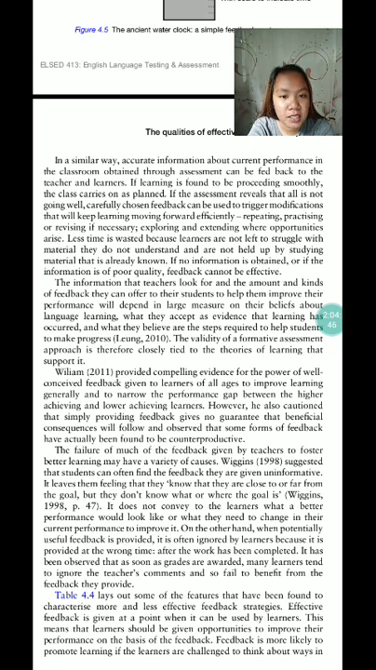Wiggins, 1998, suggested that students can often find the feedback they are given uninformative. It leaves them feeling that they know they are close to or far from the goal, but they don't know what or where the goal is. It does not convey to the learners what better performance would look like or what they need to change in their current performance to improve it.